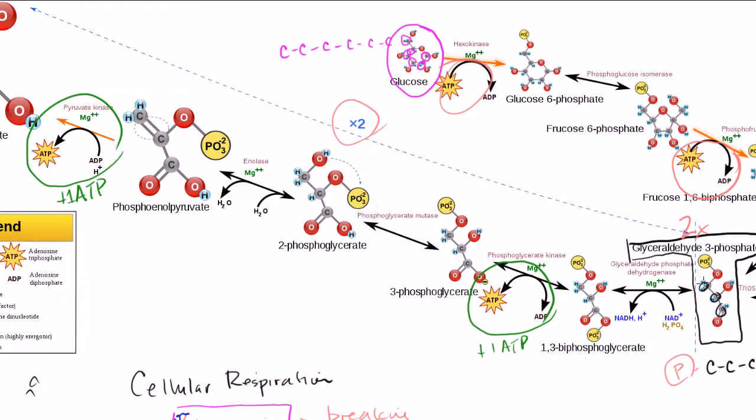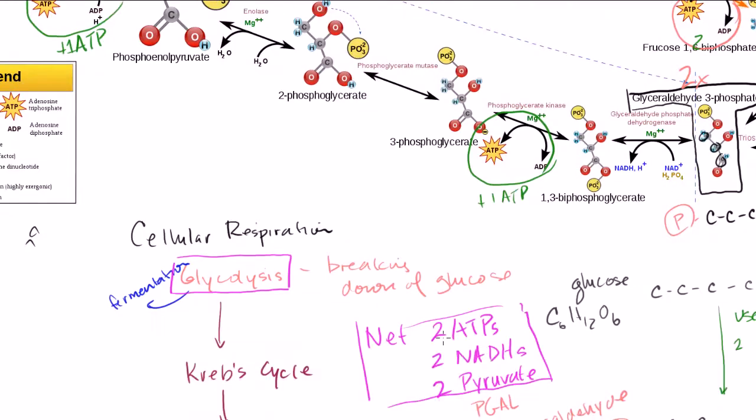Now there were 2 of these, so total for 1 glucose, we're going to produce 4 ATPs in the payoff phase. So in the payoff phase, 4 ATPs. In the investment phase, we used 1, 2 ATPs. So total net ATPs directly generated from glycolysis is 2 ATPs. Right? 4 gross produced, but we had to invest 2 in the investment phase.